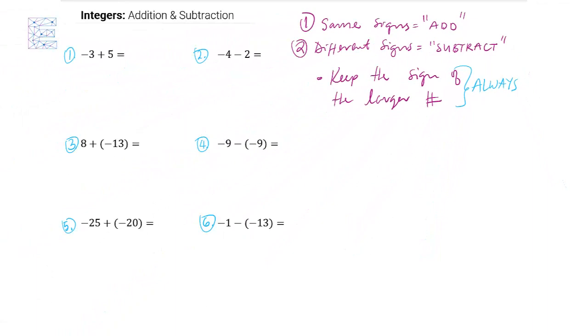Let's use question 1 and 2 to practice those two rules. All right, so for question 1, we have a negative and a positive, so different signs. We simply subtract the 2 like we normally would. 5 minus 3 is 2. Now the 5 is bigger and it's positive, so this must be a positive 2. Let's try the second question. We have a negative and a negative, therefore same signs. When the signs are the same, we simply add the numbers. 4 plus 2 is 6. The 4 is bigger, it is negative, so our answer must be a negative.